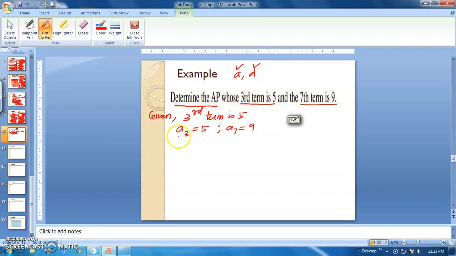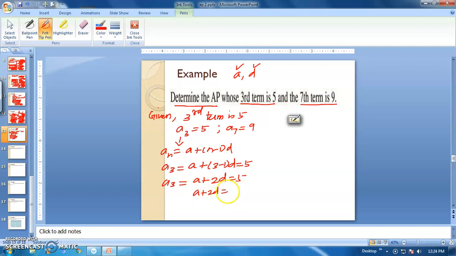Okay. So A3, how can I write A3 through the formula? What is the AN formula? AN equal to A plus n minus 1 into D. So A3 means, how can we write? A3 equal to A plus 3 minus 1 into D equal to 5 given. So A plus 3 minus 1, 2D equal to 5. Therefore, A plus 2D equal to 5. So that is equation number 1, because A and D are unknown values.